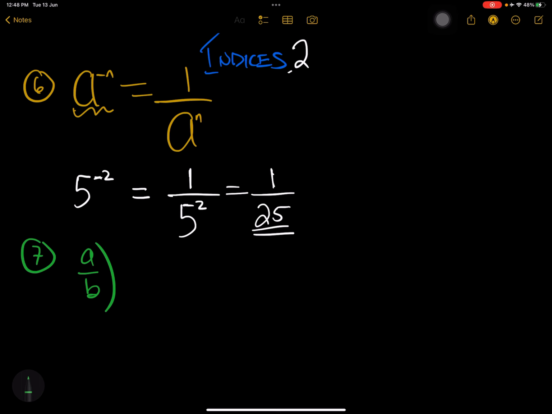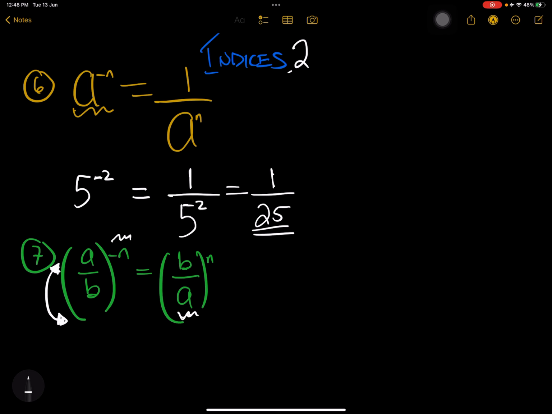Now the seventh rule says that if you have a divided by b exponent negative n, you reciprocate it. You have the denominator come up, divided by the numerator down there. We reciprocate it, and then we make the exponent a positive one. Basically, we rotate the b up, put the a down here, and then this one becomes positive.